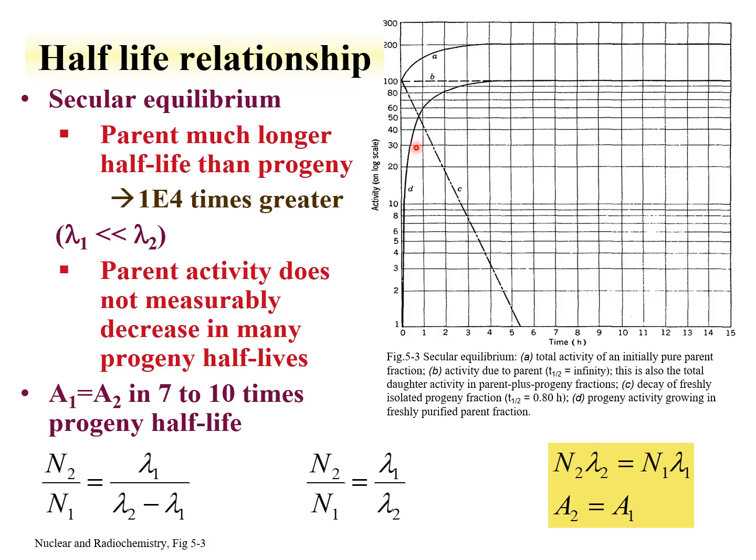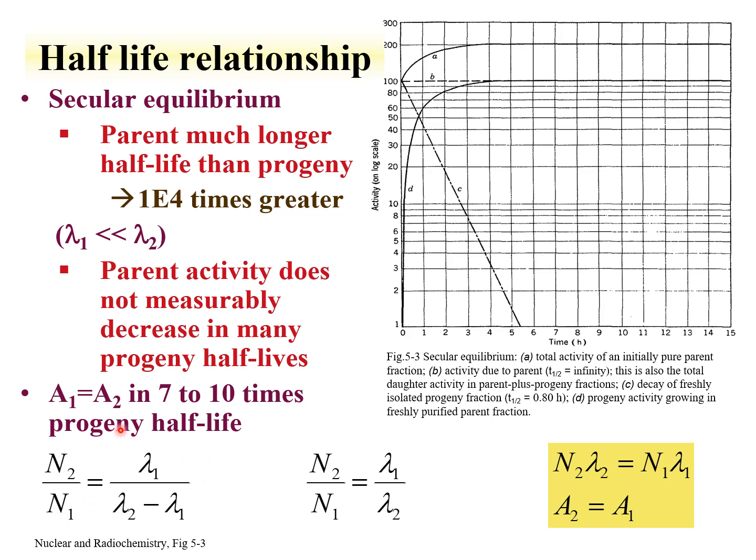So you may have an amount of parent, B, shown here. The progeny grows in, and then the total activity is basically twice the parent activity. So in this case, the parent does not measurably decrease in many progeny half-lives. We see that that seems to be the case. And then we have this relationship from the transient equilibrium.